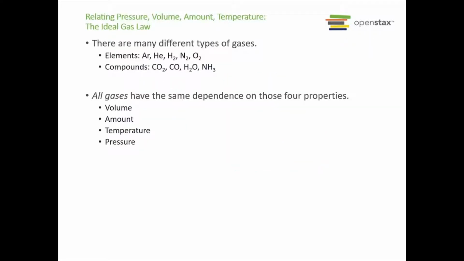So there's a ton of different types of gases. We have our elements, argon, helium, hydrogen, nitrogen, oxygen, just as some examples. We have compounds like carbon dioxide, carbon monoxide, water, ammonia. Everything can become a gas too with the right conditions. Now, all gases have the same dependence on four properties: volume, amount, temperature, and pressure.